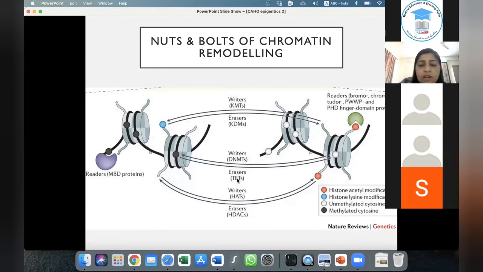Then we have another interesting group of enzymes in our body which are known as the ten-eleven translocases. Now these ten-eleven translocases are present inherently in the body, which help in demethylation. They convert the methylated DNA into hydroxymethylcytosine. So therefore, this is a very important enzyme which governs the levels of methylation in the body, and they are known as ten-eleven translocases.